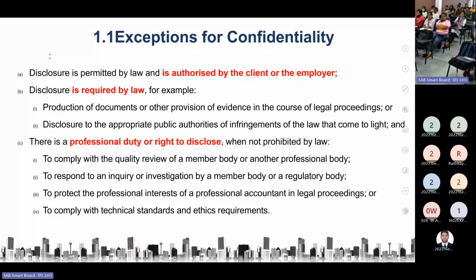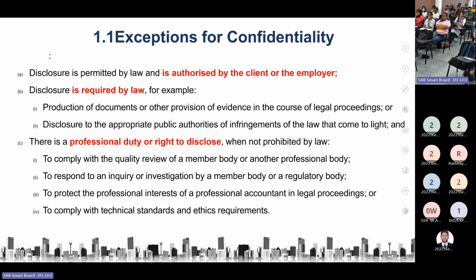To comply with the quality review of a member body or another professional body, to respond to an inquiry or investigation by the member body or the regulatory body, to protect the professional interest of a professional accountant in legal proceedings, to comply with the technical standards and ethics requirements. Right? For this, I will tell an example of professional duty or right to disclose.